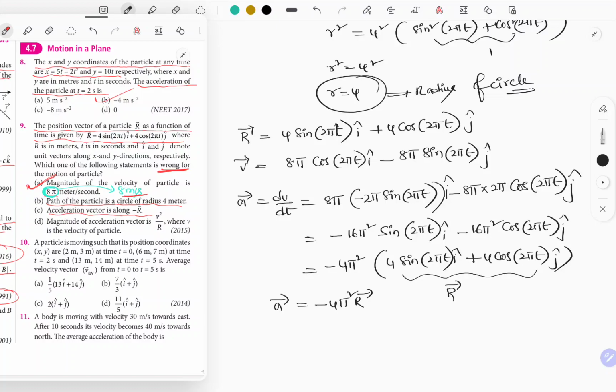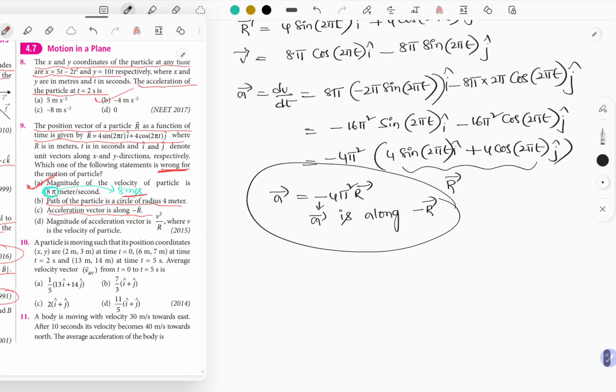Is acceleration acting? They are not asking about the magnitude of acceleration and the r bar relation. They are asking whether a bar is along r bar or minus r bar. If you observe this, a bar is along minus r bar. This is the relation. So option C is also correct. Next, let me check option D.